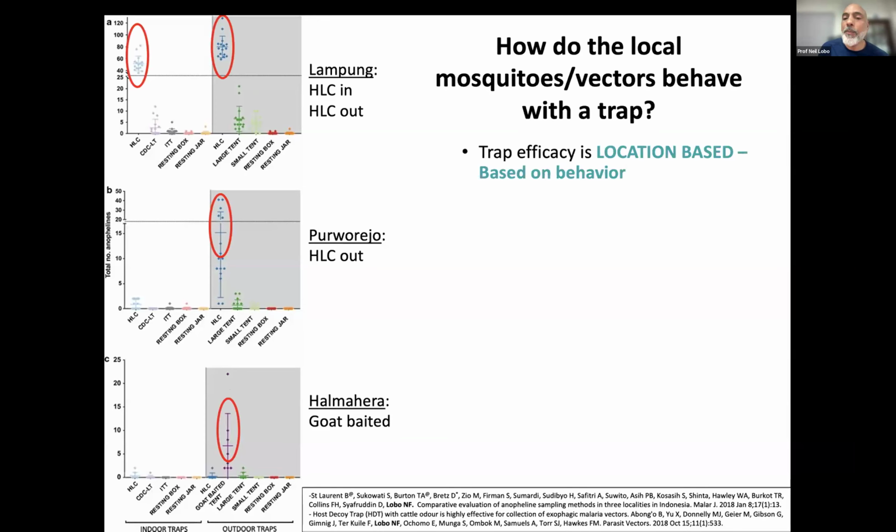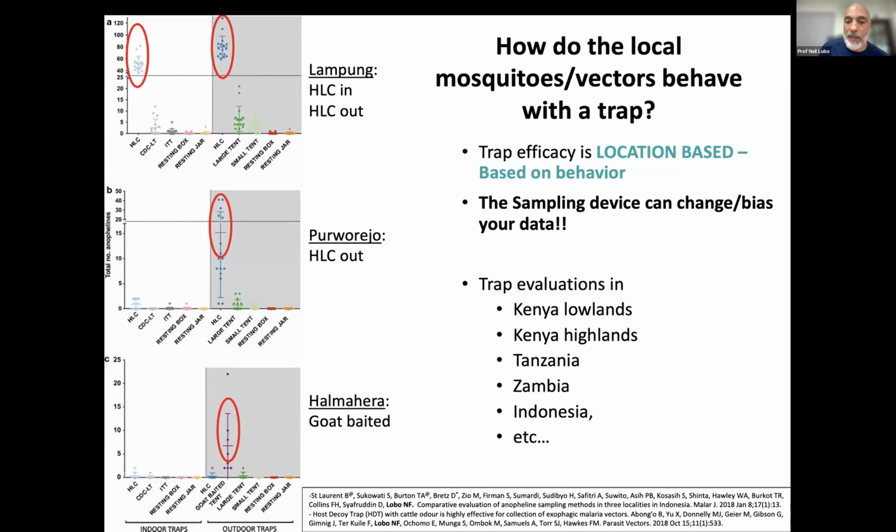So it's super important, like unbelievably important, to base your sampling method on what's happening in your location, because every location has different behaviors. The sampling method you use can completely change your data, completely change your data. So it's important to choose the appropriate sampling method, right?